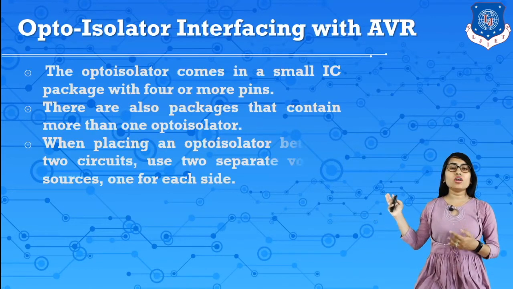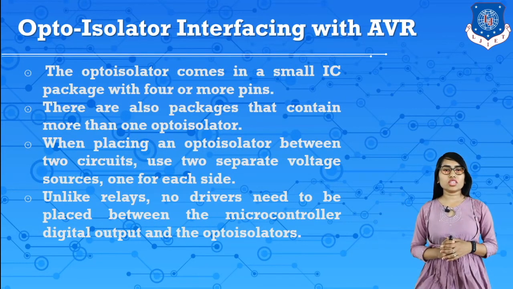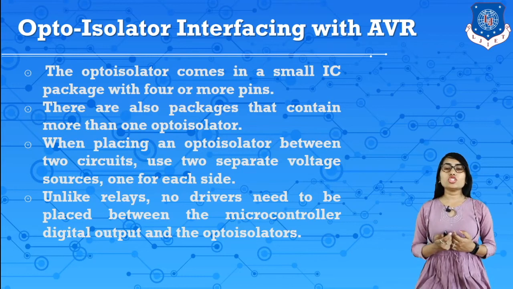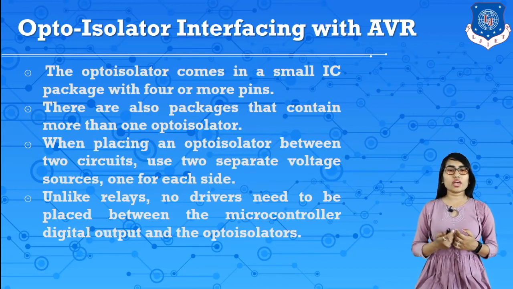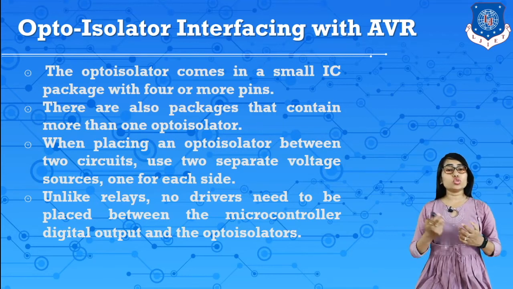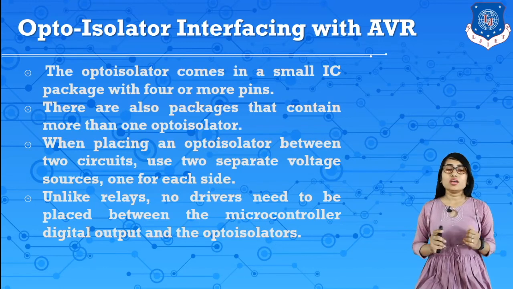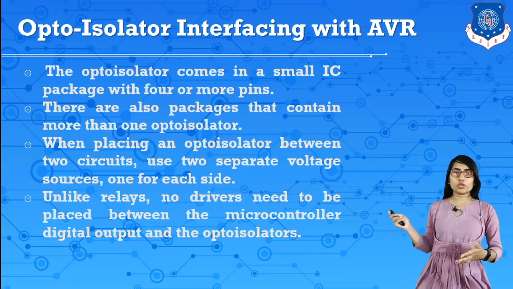Here we have an opto isolator interfacing with AVR. An opto isolator comes in a small IC package with 4 or more pins. There are also packages that contain more than one opto isolator. When placing an opto isolator between two circuits, use two separate voltage sources, one for each side. Unlike relays, no driver needs to be placed between the microcontroller digital output and the opto isolator.